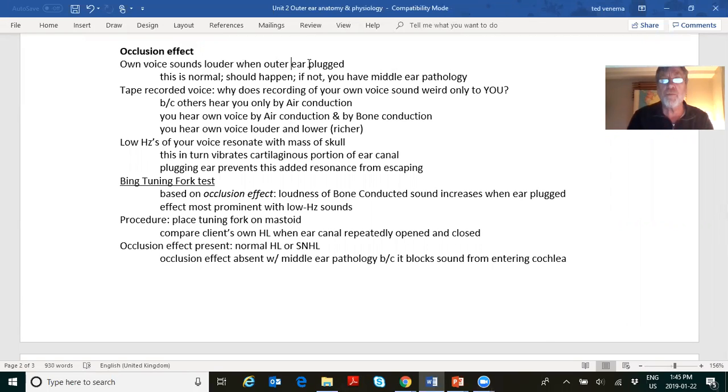This is normal. Okay, if you don't have the occlusion effect, you have a plugged middle ear. You got something wrong with your middle ear. Okay, you've got an ear infection. Everybody should have an occlusion effect. Even if you have hearing loss, you should still have the occlusion effect. The only person who doesn't is someone who's got a middle ear infection or something wrong with his or her middle ear. Okay, enough. We'll get more on that as we go in the courses.